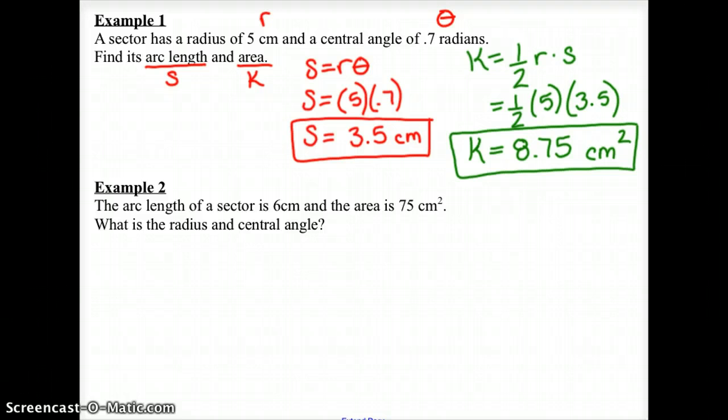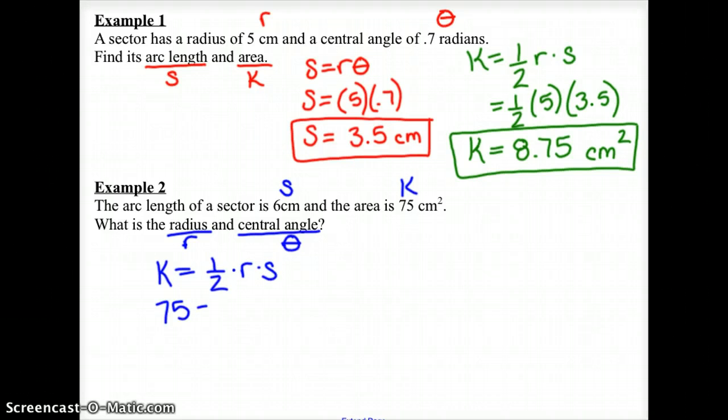For example 2, it says the arc length of a sector is 6 centimeters, so my s is 6. The area is 75, so my k value is 75. I want to find the radius r and angle theta. Now, for the formulas, I know that s equals r times theta, but I can't use that quite yet because that would be 2 unknowns. I can start off though with the area formula. Area is 1/2 times r times s. If I start off with the area formula, I have just one unknown, the radius.